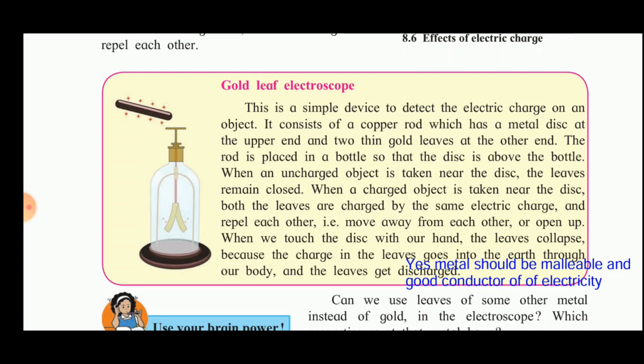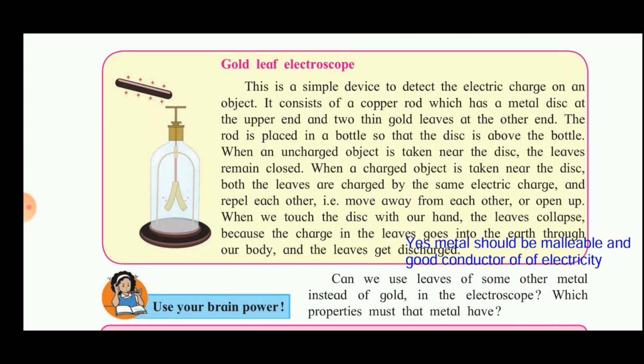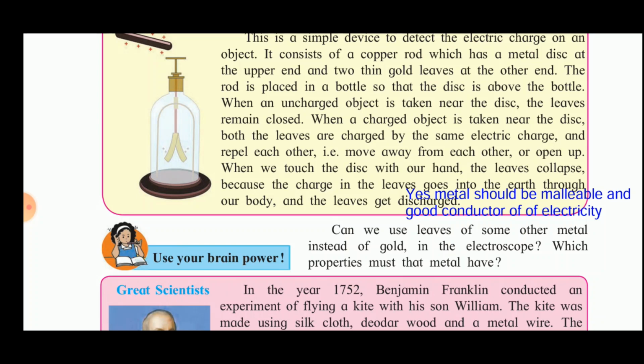When we touch the disc with our hand, the leaves collapse because the charge in the leaves goes into the earth through our body and the leaves get discharged. Now, the question asked: can we use leaves of some other metal instead of gold in the electroscope? Yes, we can. And which property must that metal have? The metal should be malleable and it should be a conductor of electricity. It should be malleable so that it can be beaten into the shape of leaves.